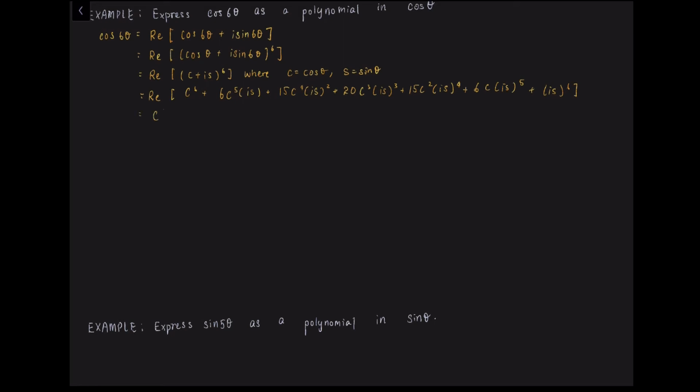Since we want only the real parts, we cancel all the imaginary parts out. And we want it in terms of cos theta, so we are going to change all the s into c using the identity sine squared theta plus cos squared theta equals 1.